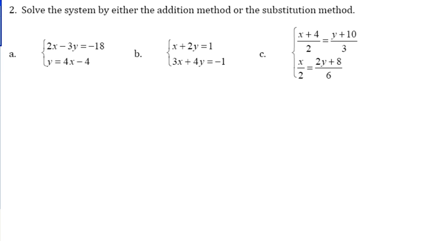Okay, in the Math 4 exam review, we're on problem 2 still. We haven't worked C yet, so I'm working on C now. C looks a lot worse than A and B, but really, after the first step, it's not going to be any more difficult a problem.